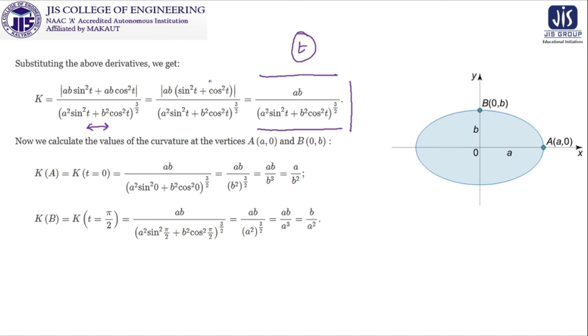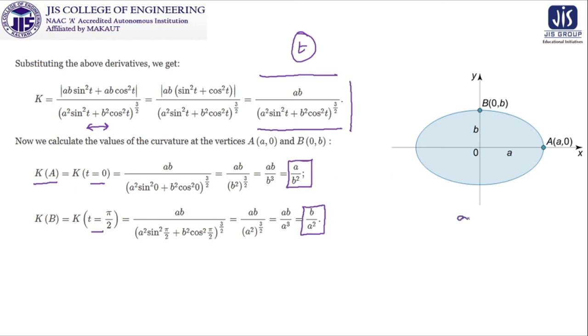So ultimately, when you are trying to find out the curvature at a, as we know that t has the value 0 over here, we will substitute t equal to 0 in this expression and we get the value as a by b square. So this is the curvature over here, and the curvature at the point b, when we put t equal to pi by 2, we get b by a square.